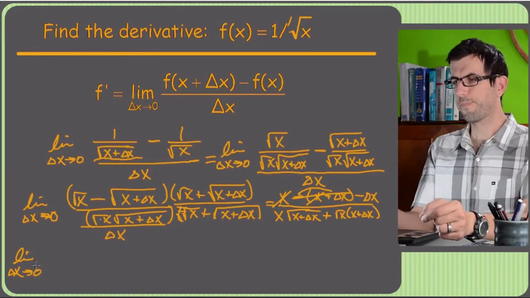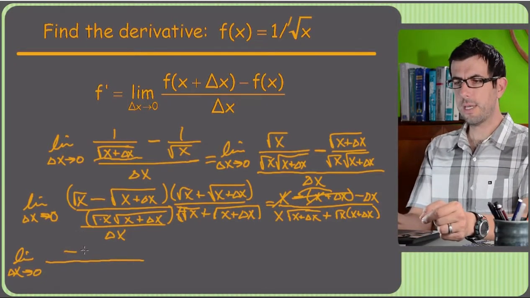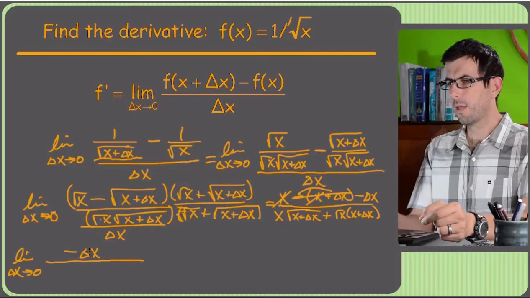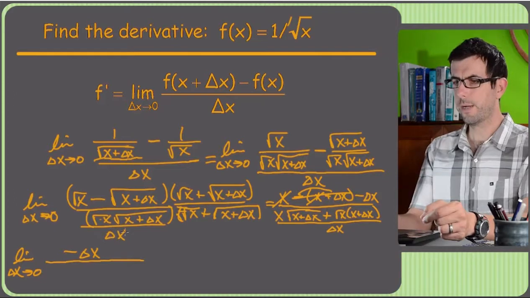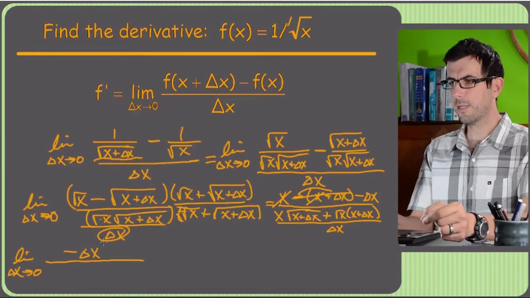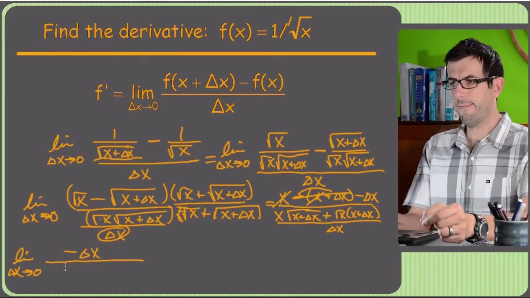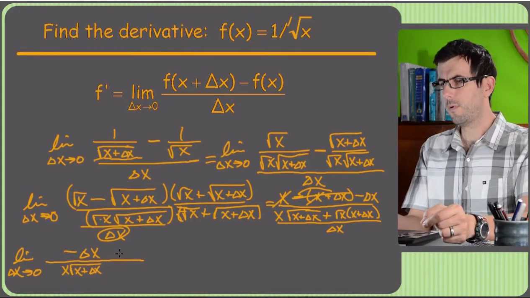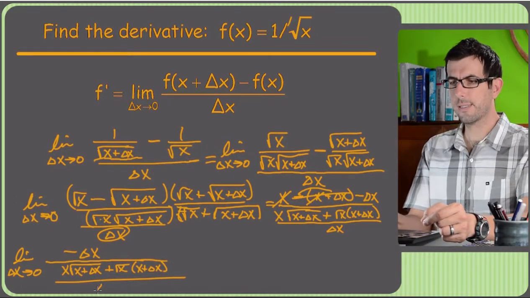Sorry this problem is so long. I didn't realize how long it would be when I wrote it. Now upstairs all we have is negative delta x, and under all this was a delta x from the original denominator, right here. So negative delta x upstairs of a crazy fraction. Then we have x root x plus delta x plus root x times x plus delta x. One's in a root, one's not, all over delta x.